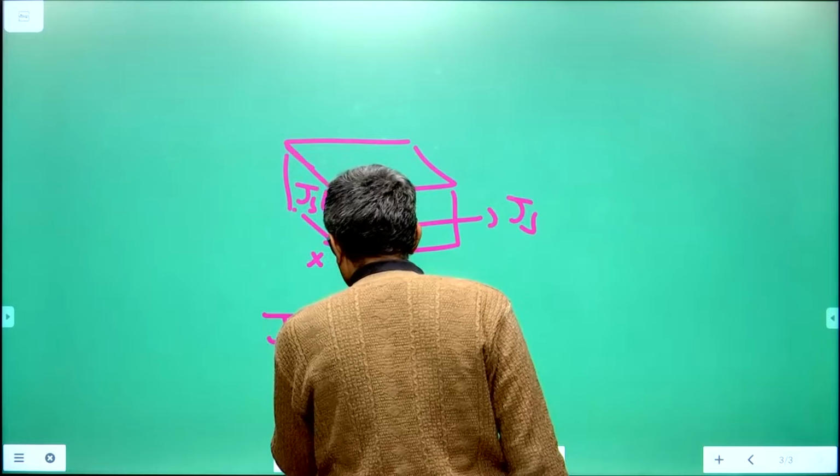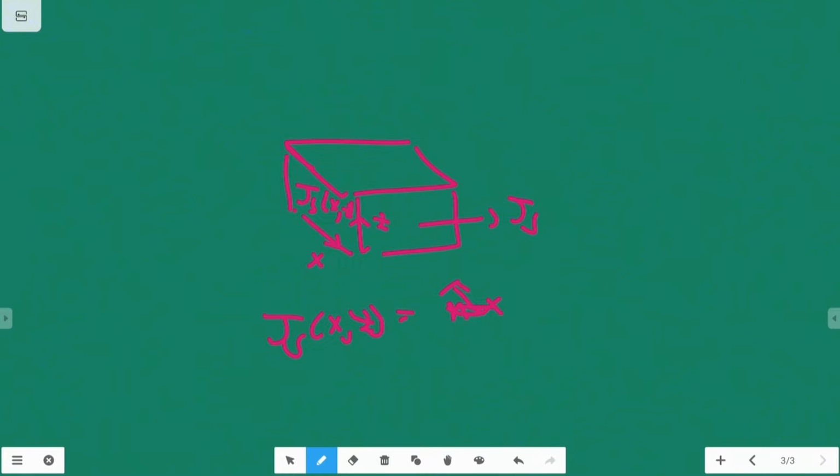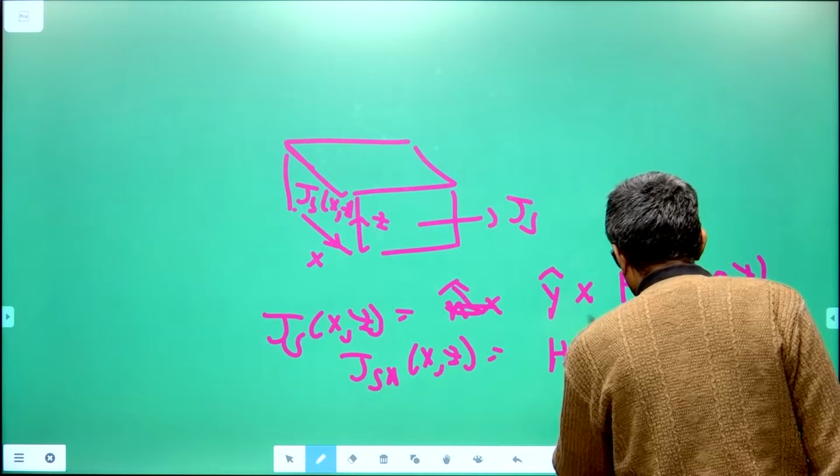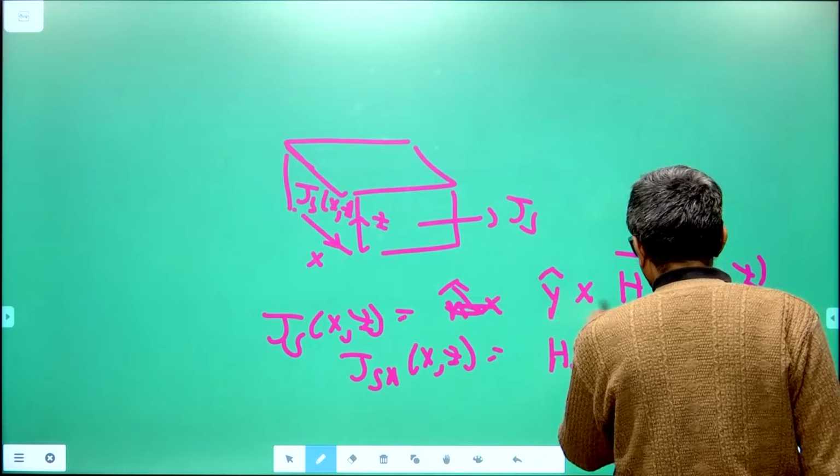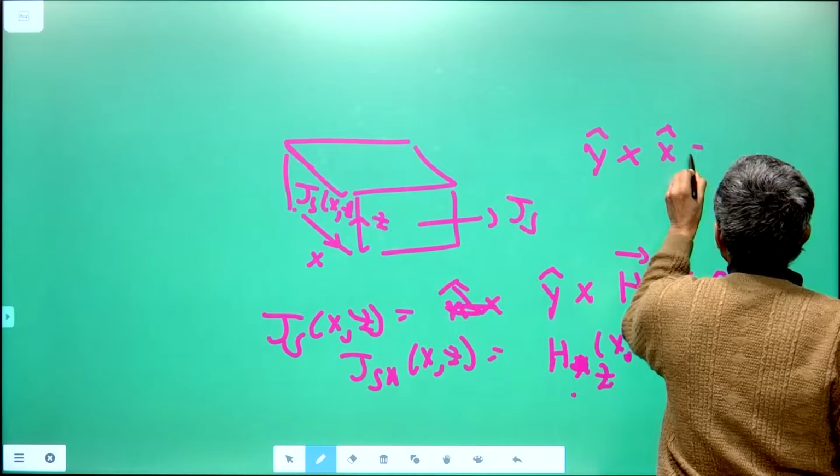You write it as n cross H, n is here y cap, y cap is the unit normal to this surface. So, this is y cap cross H, and y cap cross H at the point x, 0, z, and this will have two components, it will have an x component, it will have a z component. So, you can write J S as a function of x and z. If you take y cross z you will get H x, and y cap cross z cap is equal to x cap. So, here you will have a z, and y cap cross x cap is equal to minus z cap, that is you have y cap cross x cap is equal to minus z cap, and y cap cross z cap is equal to x cap.